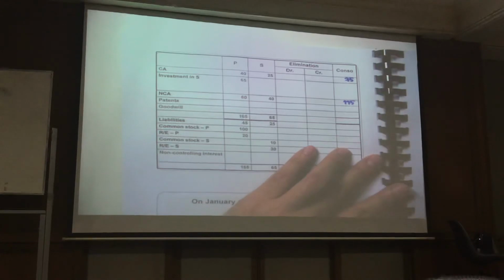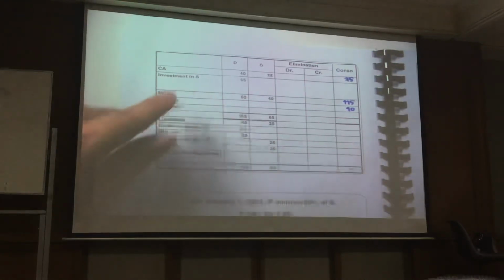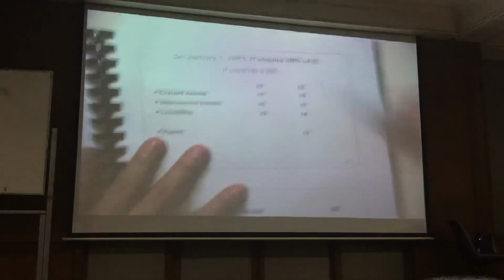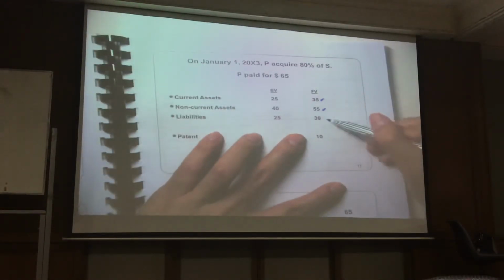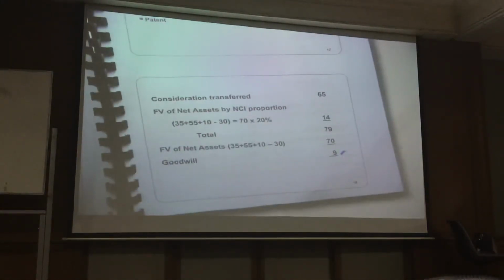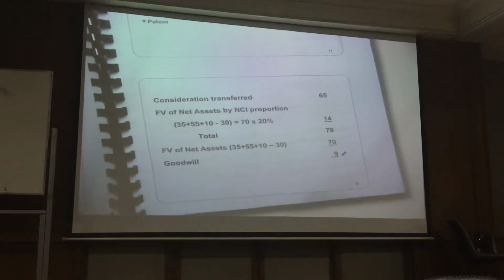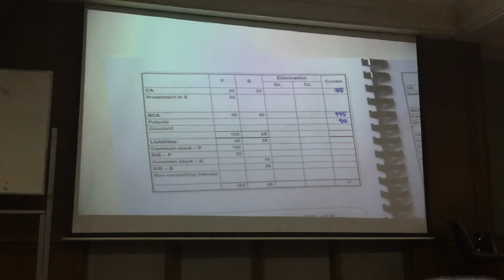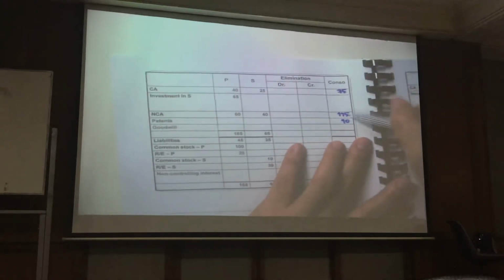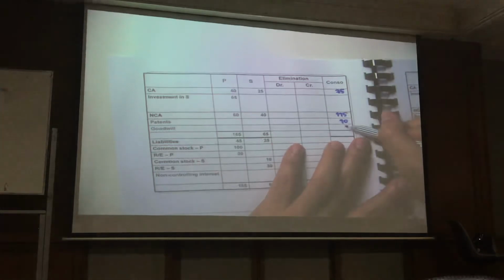What else do I pay for? I pay for the patent. The patent was for how much? 10. What else do I pay for? I pay for goodwill, right? Because we already calculated right here. This is what I pay for. I pay for this, this, this, and I also pay for this, isn't it? I pay for them already. So what I should see on my financial statement as a group company: asset, non-current asset, patent, goodwill.